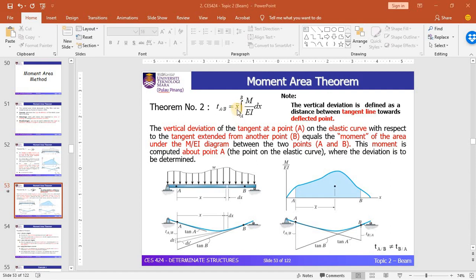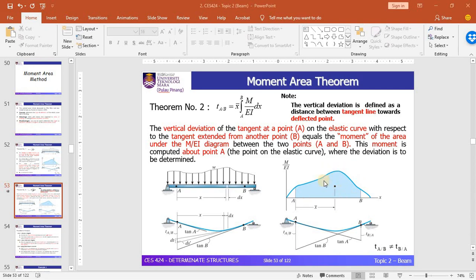The x bar here refers to the distance to the centroid of the area. For instance, this is the area that we have considered for this particular limit A to B. The x bar is measured from the center of gravity of this area towards the point A. If we wanted to calculate the vertical deviation for TBA, the distance must be considered from point B towards the center of gravity of the area of this M/EI diagram.